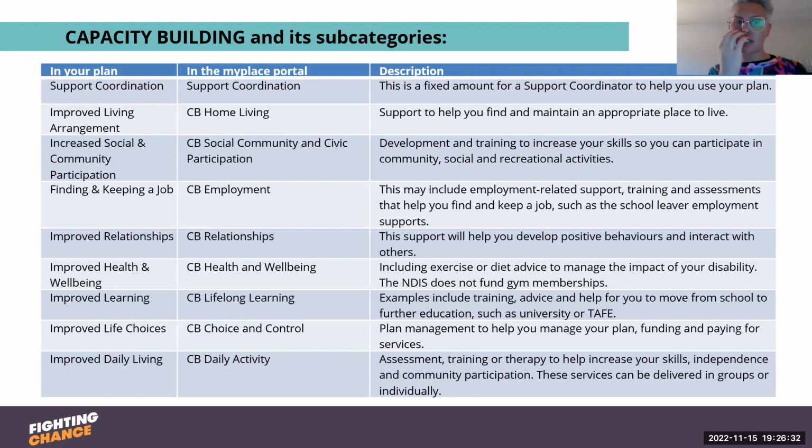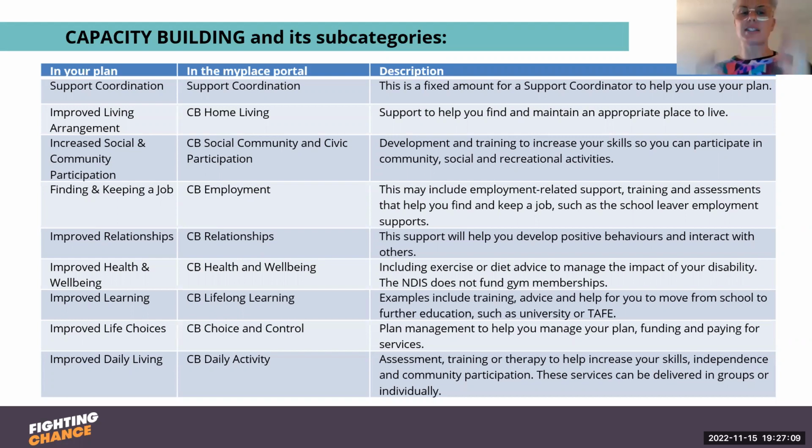Increase social community participation. In the My Place portal, it's CB social community and civic participation. Now, if you're self-managed and you have funding in core and funding in capacity building, and you've got this line item, when you get the drop down box and you've got to choose, it might be confusing because it might say social community civic participation, and then you might have another one saying this CB. So CB is just the capacity building one. Essentially, don't stress too much if you accidentally pick one and not the other. It's not a big deal.